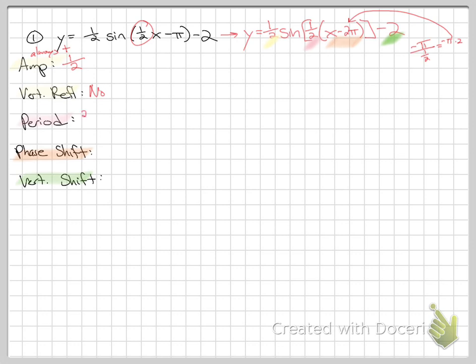Period for sine is 2 pi divided by that pink 1/2. 2 pi divided by b. Just like before, when you divide by a fraction, you flip and multiply, so the period of this is 4 pi. Phase shift comes out of the parentheses. It says minus 2 pi, but that actually goes right to pi. And vertical shift does what it says, down 2.